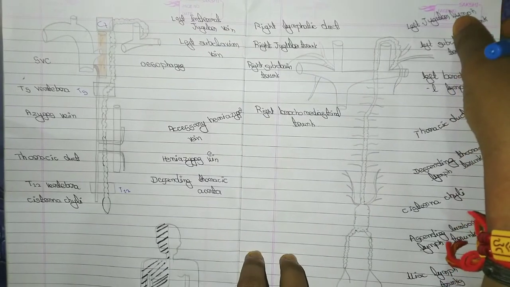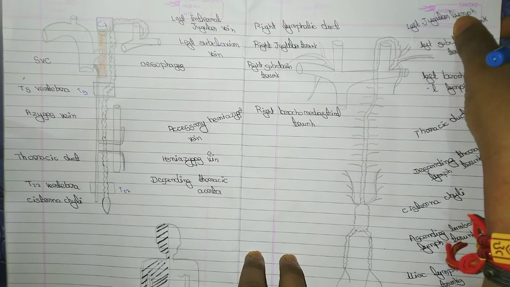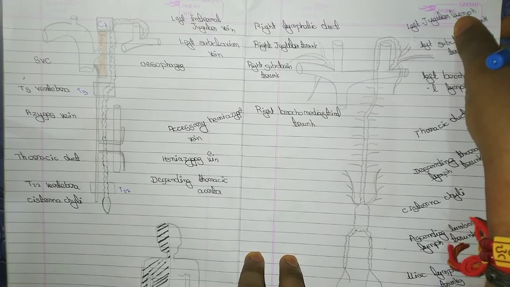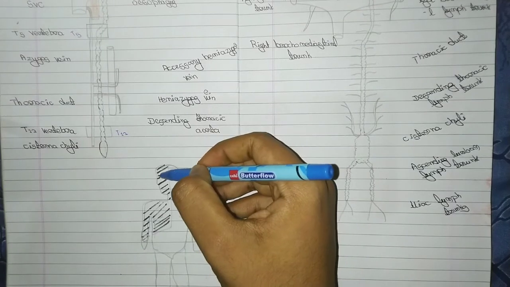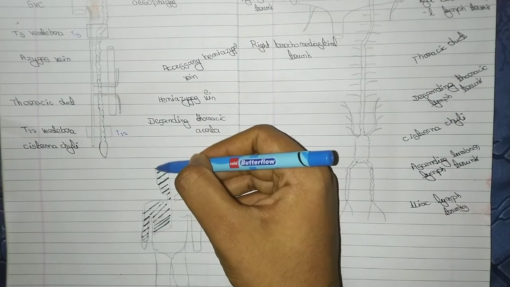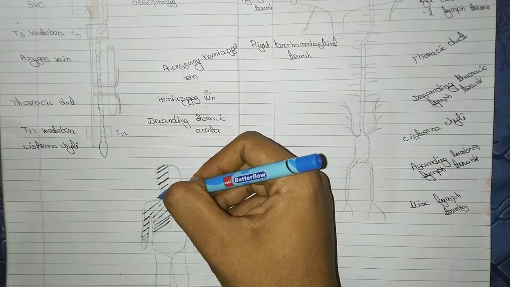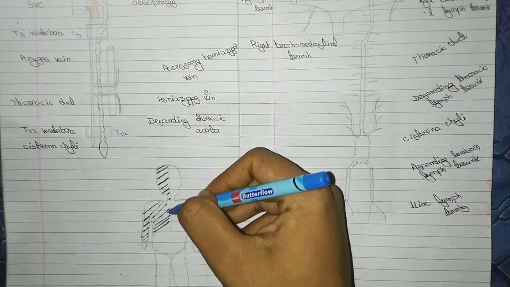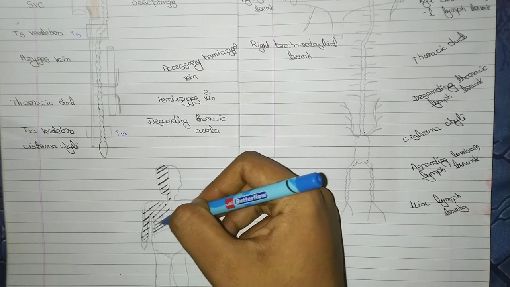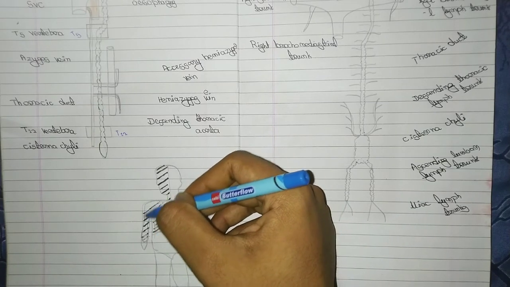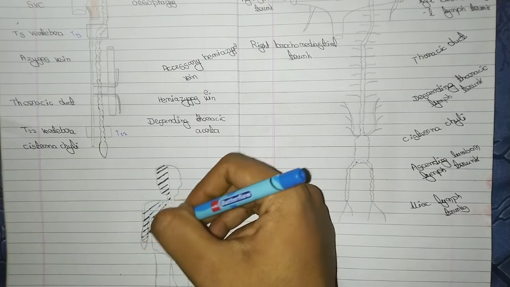Area of drainage. The thoracic duct drains the lymph from all the parts of the body except, as you can see in the diagram, the right side of head and neck, right side of chest wall, right side of lung, right side of heart, right surface of liver, and right upper limb.